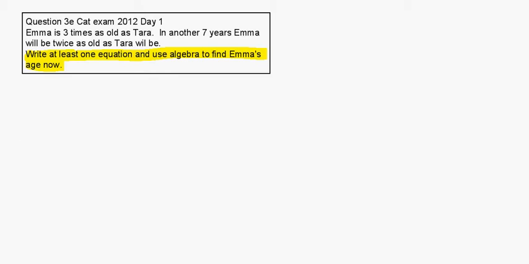Emma is 3 times as old as Tara. Well, let's start with defining some things. E might be a good variable to call Emma. Seems pretty obvious. And T can be a good variable to call Tara. Now that we've got that defined, we can try to write an equation. So Emma is 3 times as old as Tara. What does that mean? That means that Emma is equal to 3 times Tara, which I can write as just 3t, because that's the same as 3 times Tara.